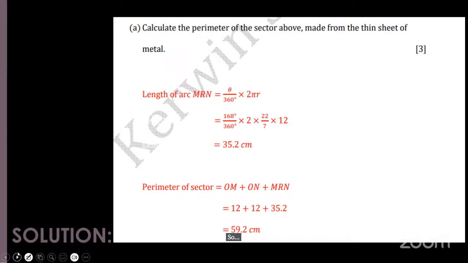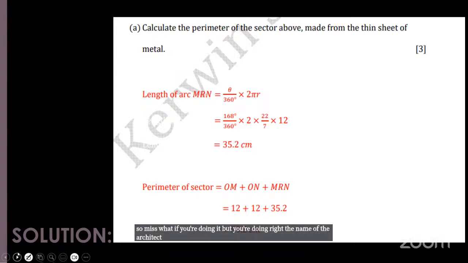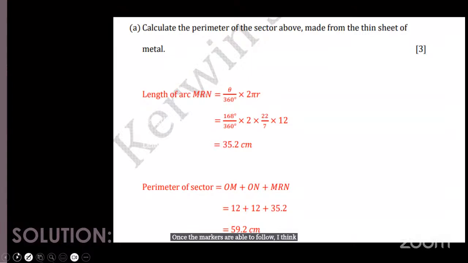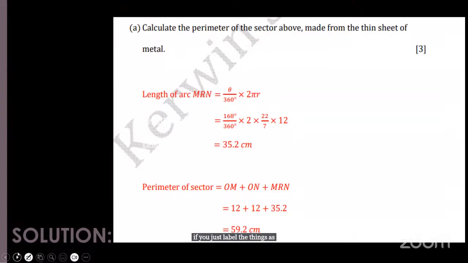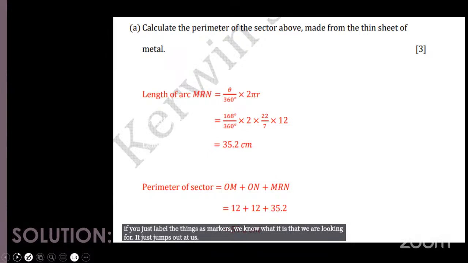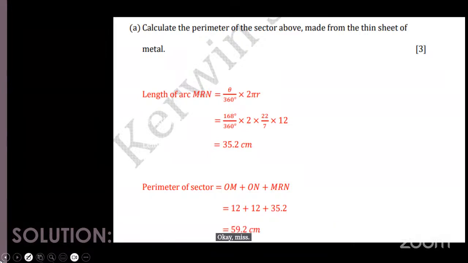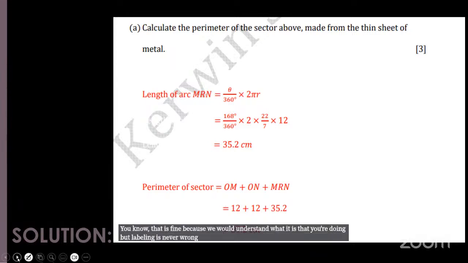Yes, Daniel? So, miss, what if you're doing it but you don't write the length of the arc, you just do the working out? You still get it wrong? Once the markers are able to follow, I think they can, but it is easier if you just label the things. So as markers, we know what it is that we're looking for. It just jumps out at us. Okay, miss. So even if you put MRN, that is fine. And then you put perimeter, that is fine because we would understand what it is that you're doing. But labeling is never wrong. It's never a bad thing.